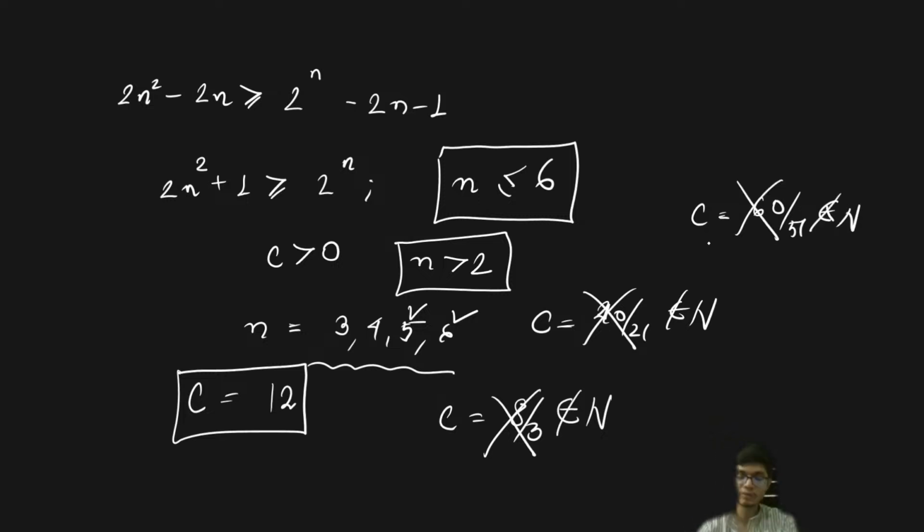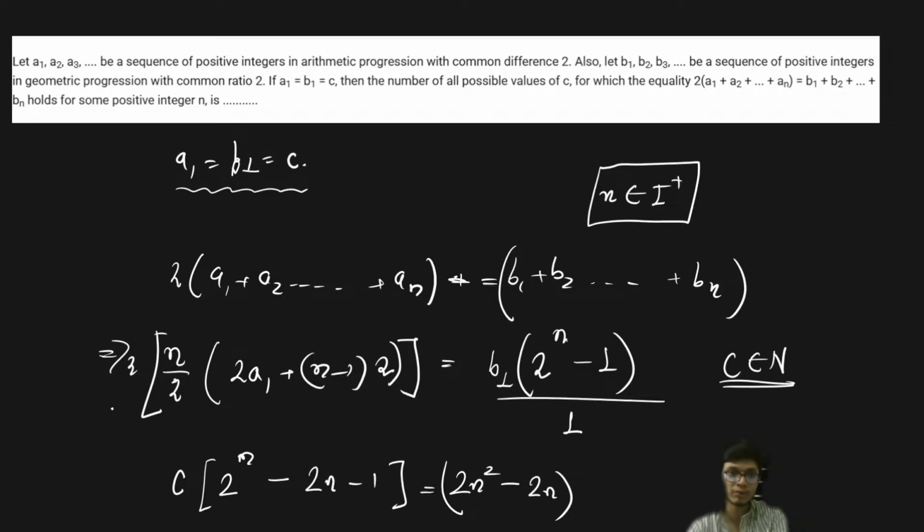Therefore, the only possible value of c for n equal to 3 is going to be equal to 12. Therefore, the number of possible values of c for which you will have a positive integer is going to be equal to 1. So there is only one possible solution for which the value of c is a natural number, and it holds for n belonging to the positive integers.